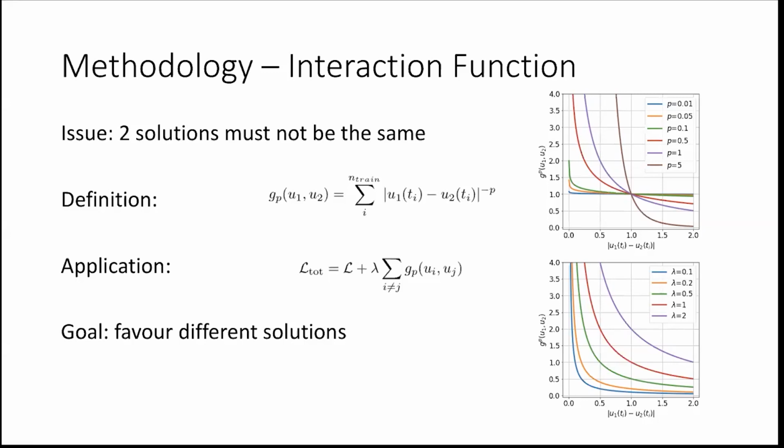So if we are trying to get 3 solutions, we will calculate this interaction function for u1, u2, u1, u3, and u2, u3. And we add these terms with a parameter that we call lambda, the strength of the interaction, to the loss. So we have a different loss that is now the sum of 3 terms: the solution of the differential equation, the enforcing of the initial condition or boundary values, and now the interaction term.